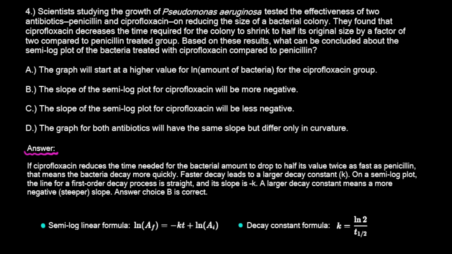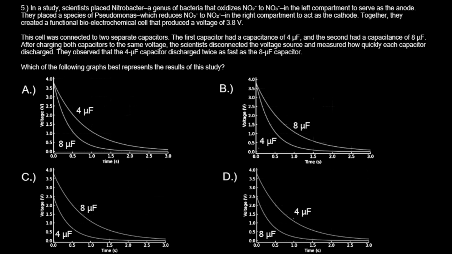Question number 5. This is a much longer question, and it reads: in a study, scientists placed Nitrobacter, a genus of bacteria that oxidizes NO2 minus to NO3 minus, in the left compartment to serve as the anode. They placed a species of Pseudomonas, which reduces NO3 minus to NO2 minus, in the right compartment to act as the cathode. Together, they created a functional bioelectrochemical cell that produces a voltage of 3.8 volts.